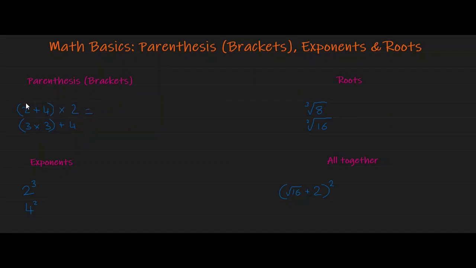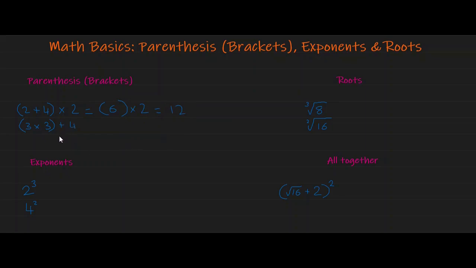So first thing we would do is we would solve 2 plus 4, which is within the brackets. And that would come up to 6. And the next step would be multiplied by 2. 6 times 2, 12.